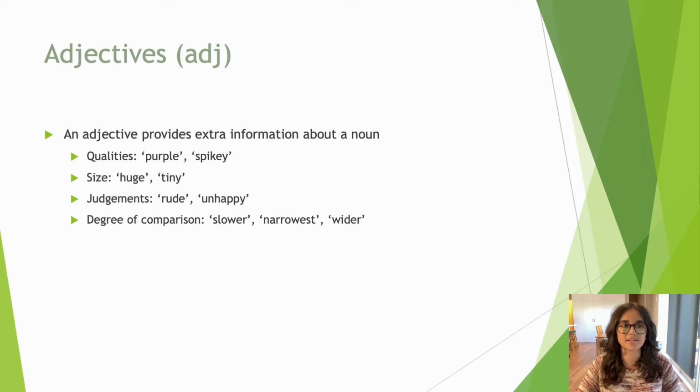Next, we have adjectives. So an adjective provides extra information about a noun. So they could be information about qualities, size, judgments, or degrees of comparison. And there's some examples on here. Purple, spiky, huge, tiny, rude, unhappy, slower, narrowest, and wider.